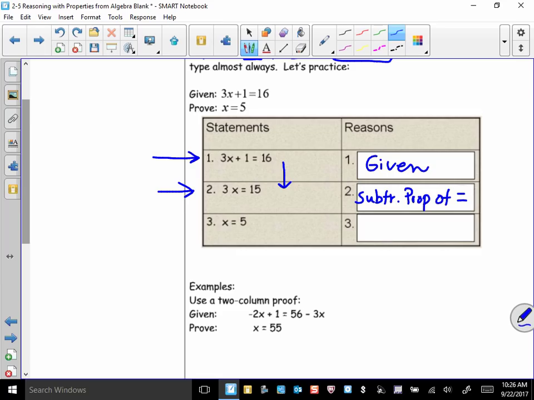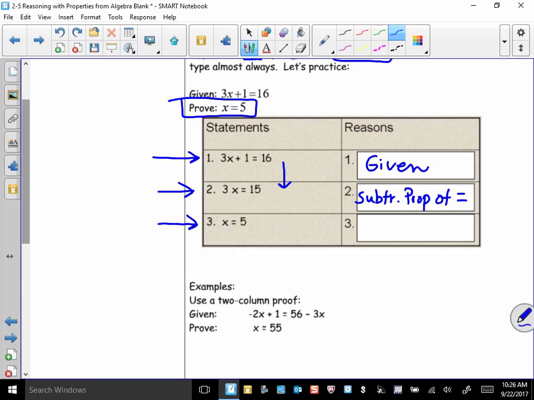Okay, and finally, how do we get from step 2 to our last step here? Your last step in the proof will always be the step that you're trying to prove. So at a minimum, if you don't know anything else, you can always get your first statement and your last one correct, because the first one is the given and the last one is what you're trying to prove.